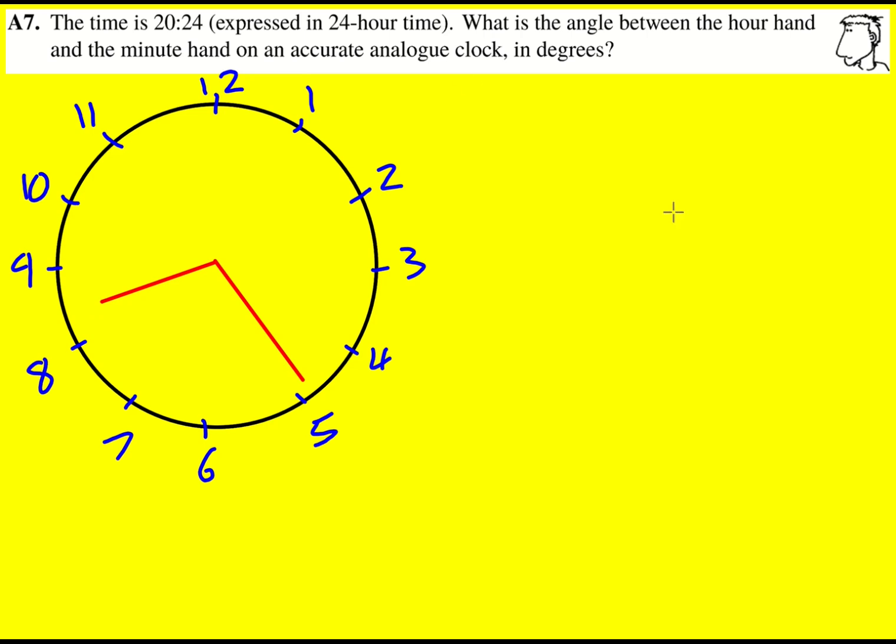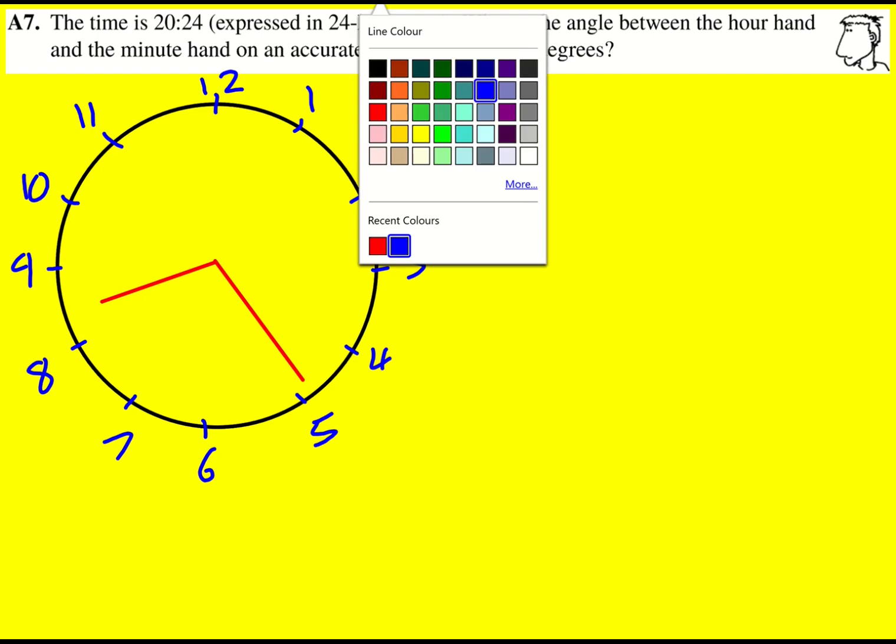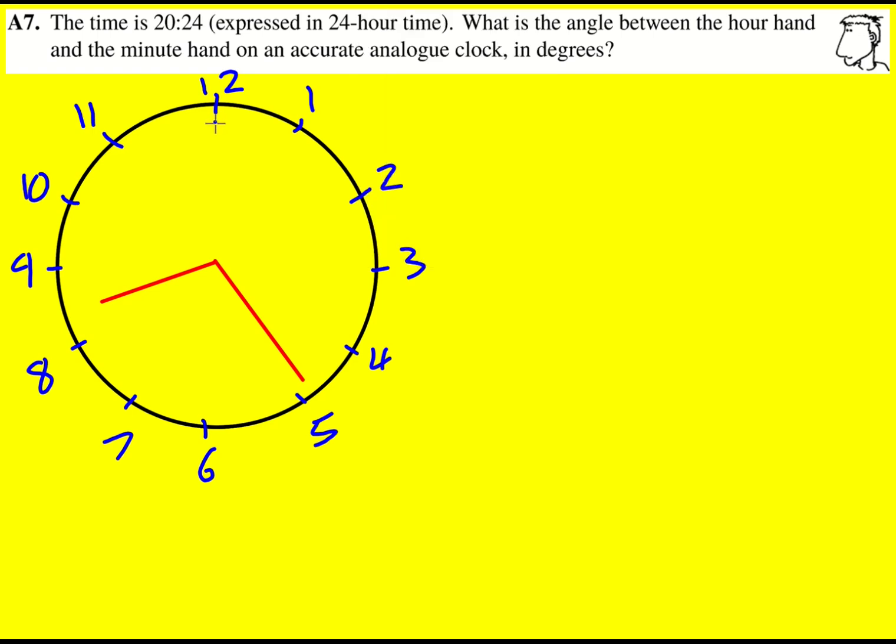All right, and now we need to work out the angle in between. So the approach I'm going to use is to work out the angle that the minute hand has gone round, and then work out the angle that the hour hand has gone round, and then I can just subtract them. So the minute hand has gone a fraction of 24/60ths of the way around. That's the first thing to note. And then we can times by the total angle that goes round in an hour, which is 360.